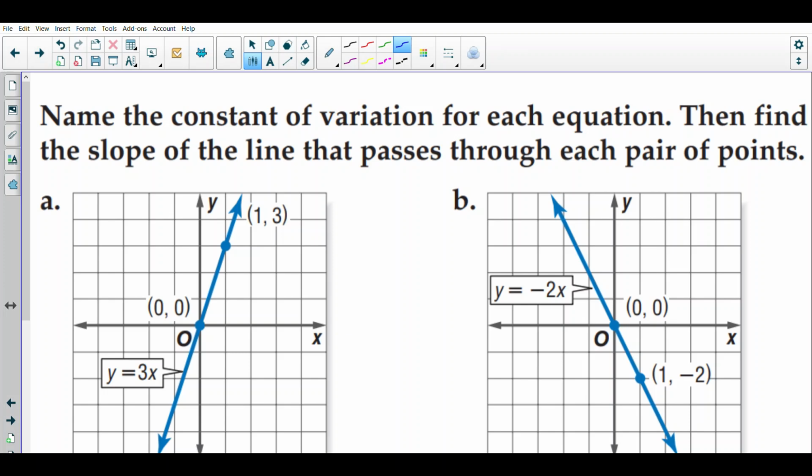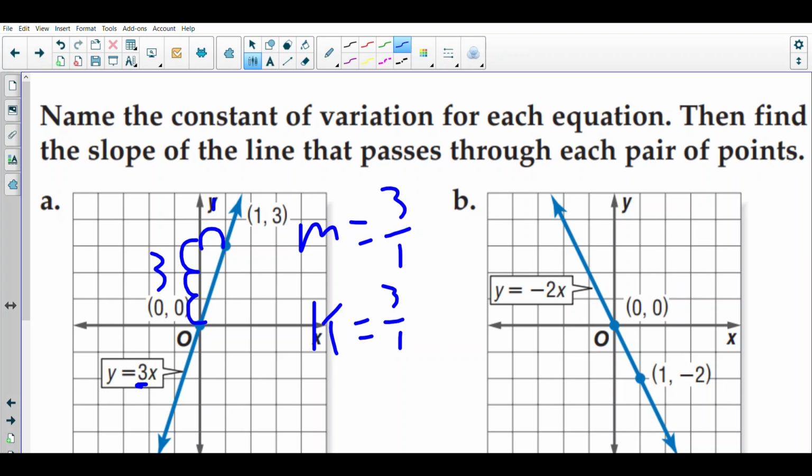So we're going to name the constant of variation for each equation and then find the slope. Remember, the slope is the same thing as the constant of variation. Our slope is just rise over run, as we talked about in the past. So we count our rise, from one point to another, 1, 2, 3, and then over 1. So our slope, m, is equal to 3 over 1, and that would mean k is also equal to 3 over 1. So the constant of variation is 3, and our slope is 3.